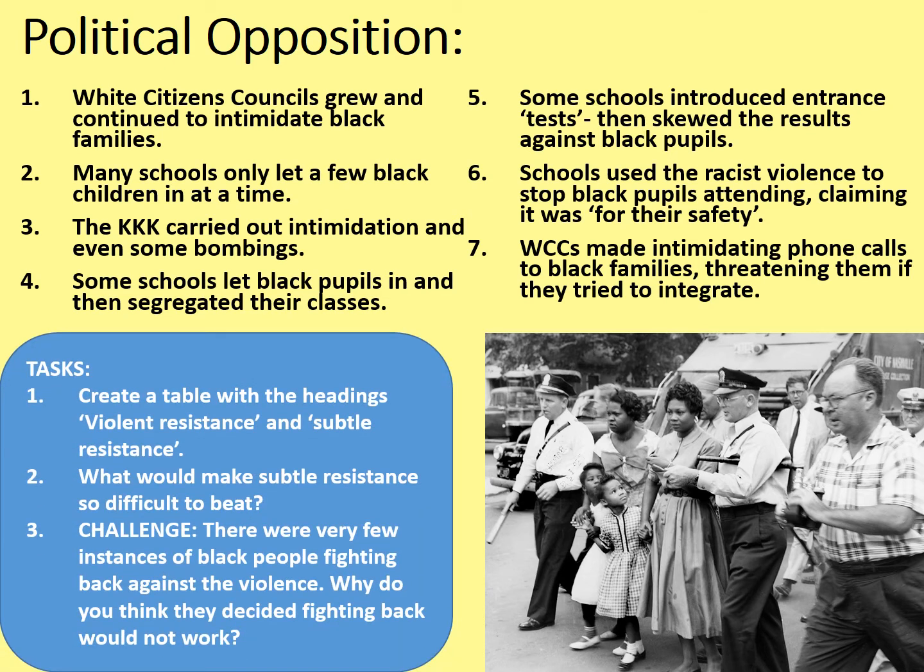Your tasks then. Create a table with the headings violent resistance and subtle resistance. Subtle meaning sort of slight and not that noticeable. What would make subtle resistance so difficult to beat? Lastly, there were very few instances of black people fighting against the violence. Why do you think that they decided that fighting back would not work? Pause the video now while you complete those tasks.